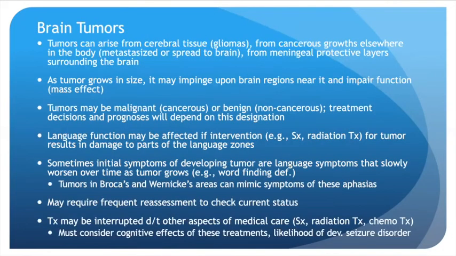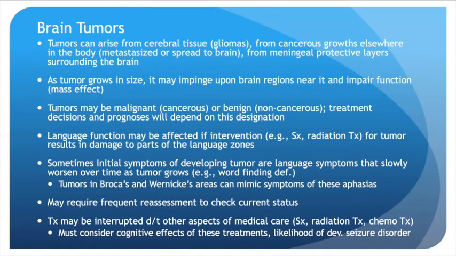Okay, brain tumors. Tumors can arise from cerebral tissues, gliomas, or from cancerous growths elsewhere in the body that have metastasized or spread to the brain. They can occur from meningeal protective layers surrounding the brain. I had a friend who had a close family member who had a meningioma that required operation, and she developed a seizure disorder following that and has to be on anti-seizure, anticonvulsant medications. And the complication of the anti-seizure medications is that she now has a kind of resting tremor.